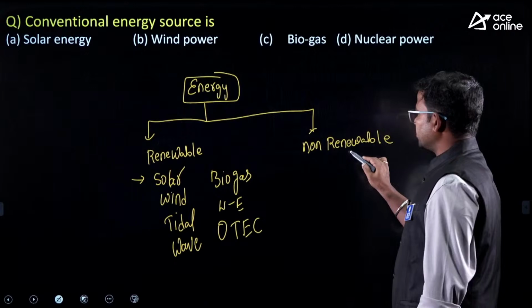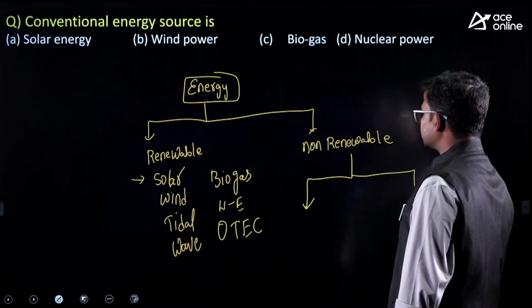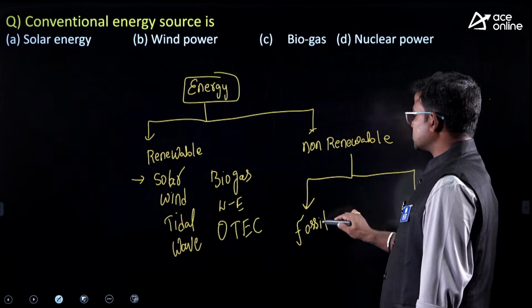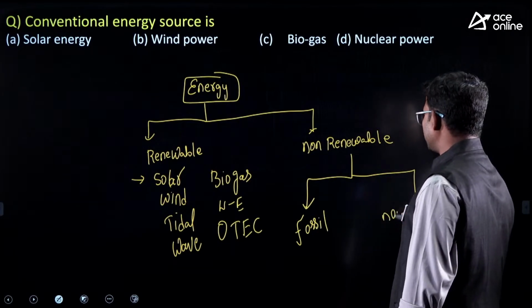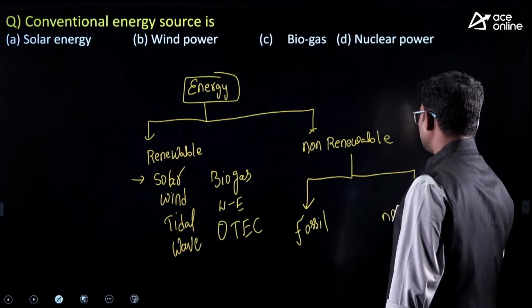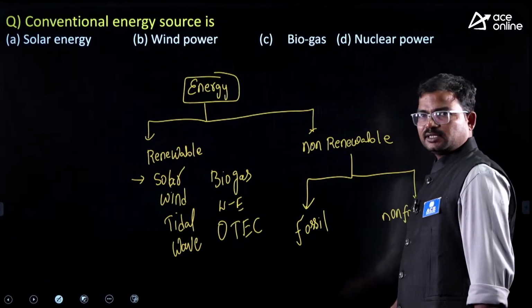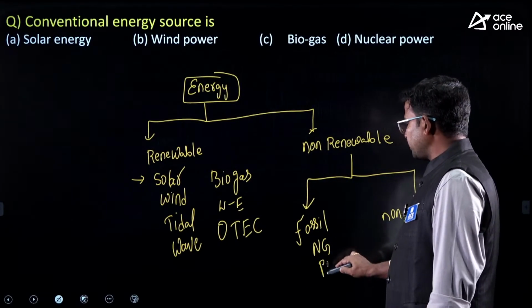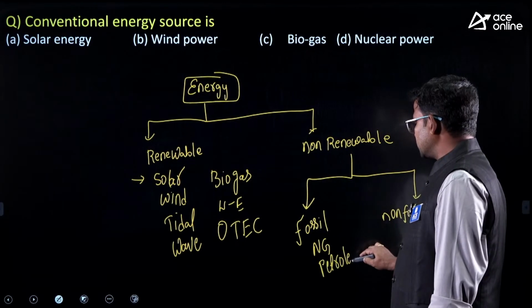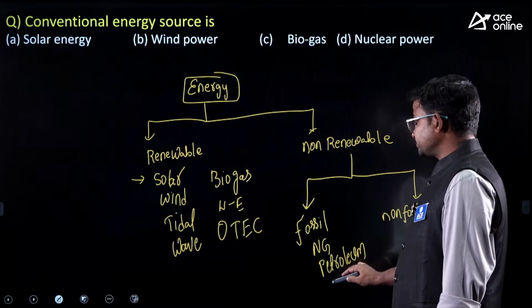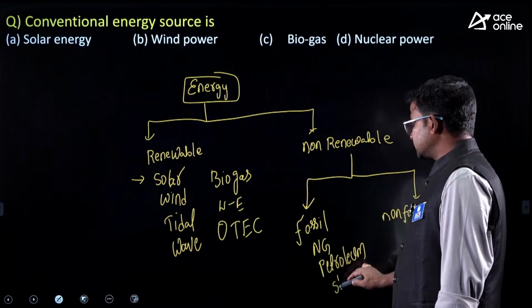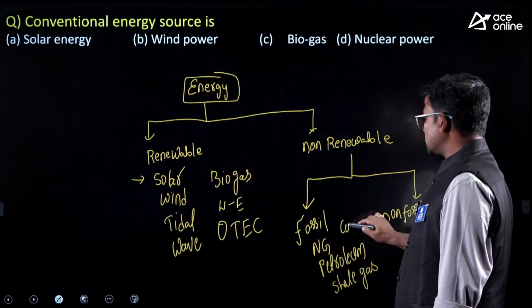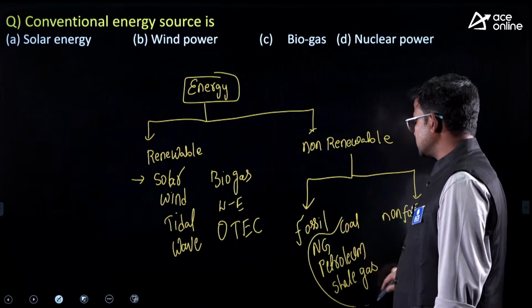What about non-renewable? Again, these non-renewable are classified into two types. One is fossil fuels. Second one is non-fossil fuels. Fossil fuels means petroleum, natural gas, next one shale gas, and coal. These are all considered as fossil fuels.